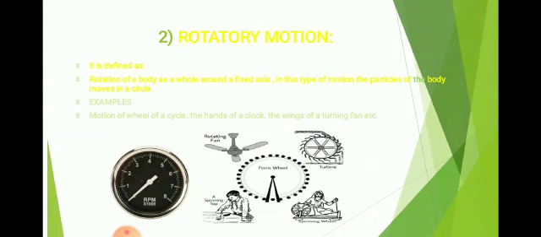The second type of motion is the rotatory motion. It is defined as the rotation of a body as a whole around a fixed axis, or fixed axis means fixed point. In this type of motion, the particles of the body move in a circle. For example, in case of a compass, you take a fixed point, and around that fixed point you make a circle. So this fixed point on which you fix the pointed needle of the compass is known as the axis.